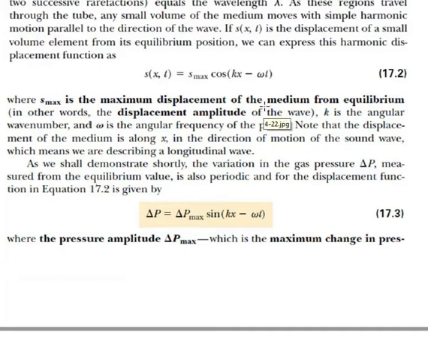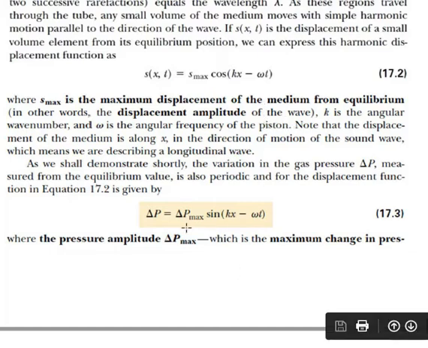Similarly, we can also represent the sound wave produced in air by a pressure wave function like this, that is delta P is equal to delta P maximum into sine of kx minus omega t.